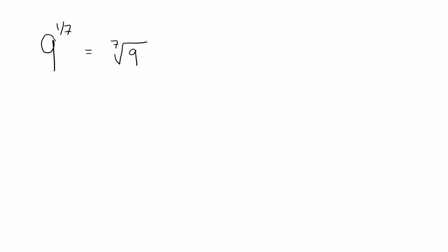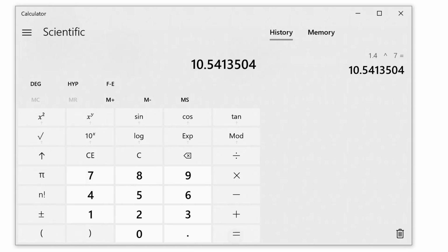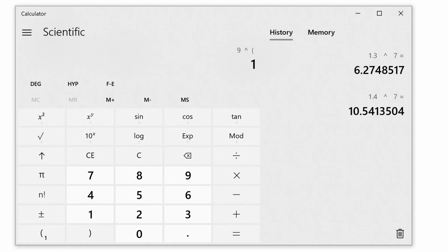That is, 9 raised to 1 over 7 is the solution to the equation x to the 7 is equal to 9. To figure out what 9 raised to 1 over 7 is, we can do some trial and error. For example, 1.4 raised to 7 is around 10.5, so 1.4 is a bit high. 1.3 raised to 7 is around 6.27, which is a bit low. Thus, 9 raised to 1 over 7 is a number somewhere between 1.3 and 1.4. And we can find the exact value simply by raising 9 to 1 over 7, and we see that it's equal to 1.369.